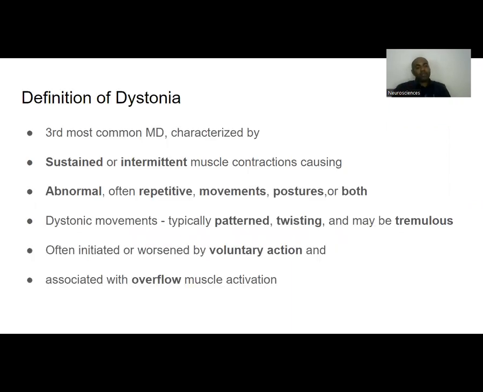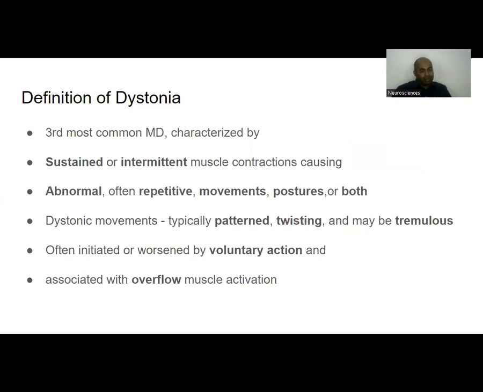Coming to the definition of dystonia. Dystonia is the third most common movement disorder, after Parkinson's disease and essential tremor. It is characterized by sustained or intermittent muscle contractions, causing abnormal, often repetitive movements, postures, or both. That is, it can be both movements and postures.